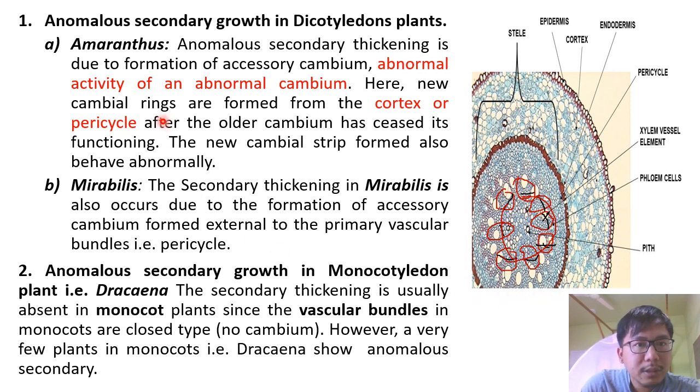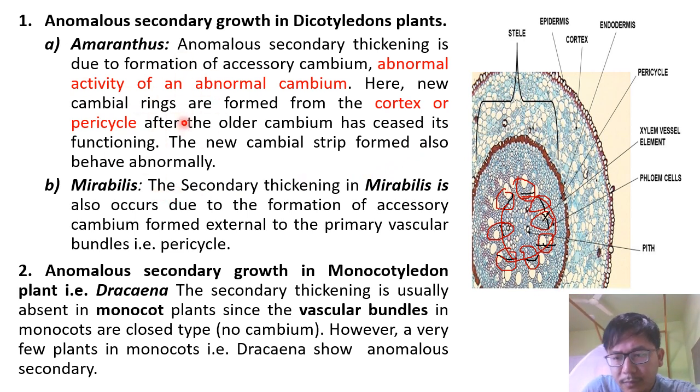All right, so let's see Amaranthus. Anomalous secondary thickening is due to the formation of accessory cambium, the abnormal activities of the abnormal cambium. Here new cambial rings are formed from the cortex or pericycle. After the older cambium has ceased, that means stopped functioning, the new cambial strips formed also behave abnormally. So in the case of Amaranthus, the anomalous secondary growth is produced because of the abnormal activities of cambium. That means they have extra cambium.